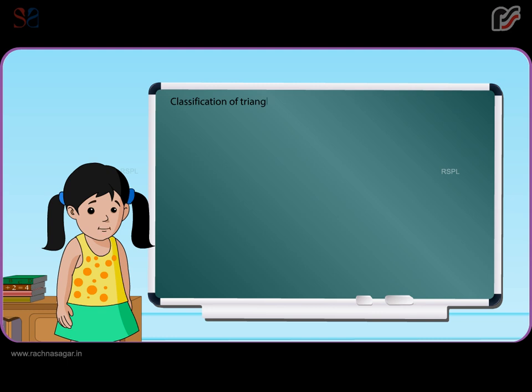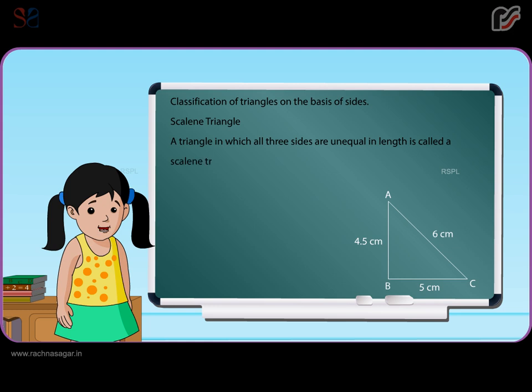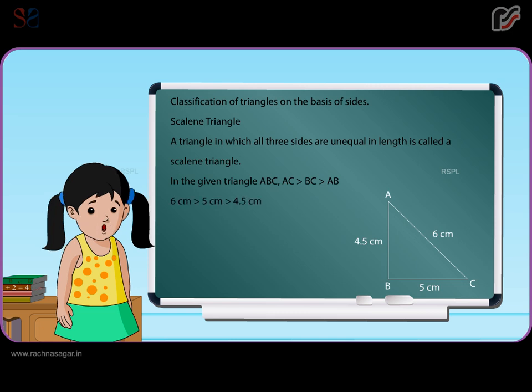Classification of triangles on the basis of sides. Scalene triangle. A triangle in which all 3 sides are unequal in length is called a scalene triangle. In the given triangle ABC, AC is greater than BC, which is greater than AB. 6 cm is greater than 5 cm, which is greater than 4.5 cm.